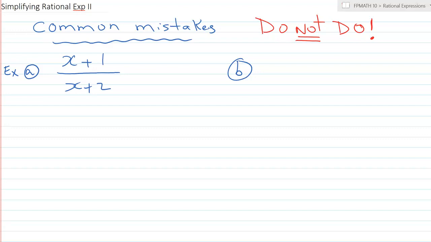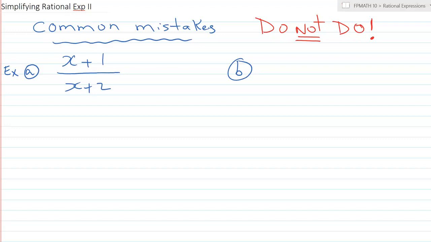Hello again. All right, we are going to look at simplifying rational expressions, part 2, but before getting to more examples, I want to go over some common mistakes, some of the things that you do not do. So it's very important that you pay attention to this.